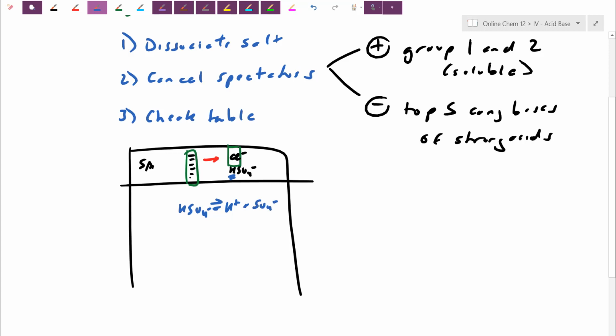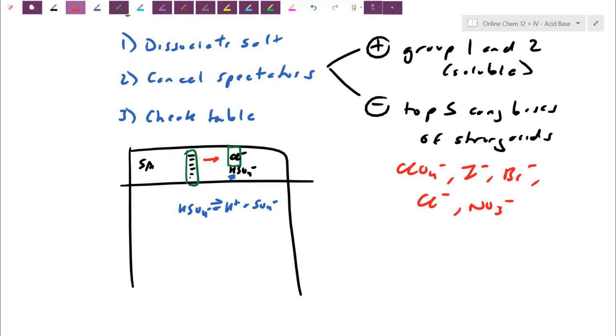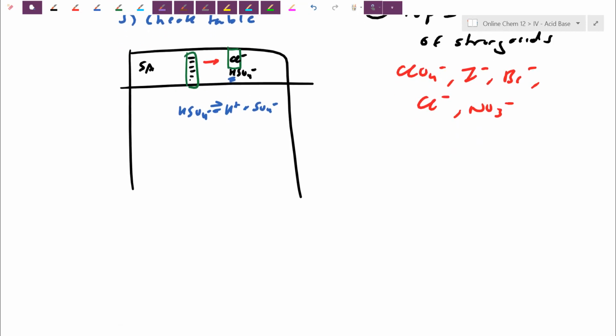So in terms of which ones you ignore, they're the top 5. I can list them for you here. We have perchlorate, iodide, bromide, chloride, and nitrate. Only those ones can actually go backwards, right? And then once you cancel the spectators, usually if it's the positive ion that ends up hydrolyzing, it's going to become an acidic solution. If it's the negative, it's the anionic hydrolysis, so it's going to be basic.